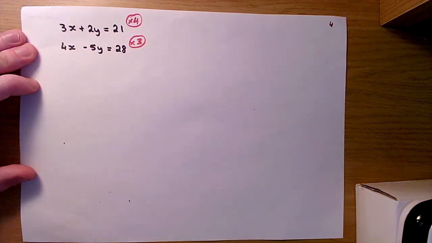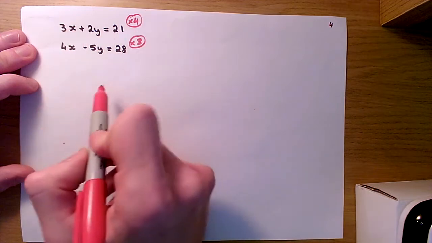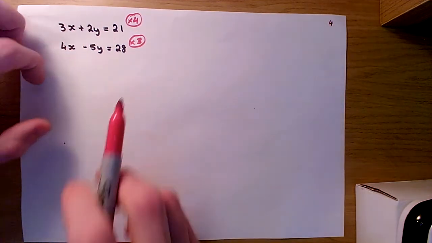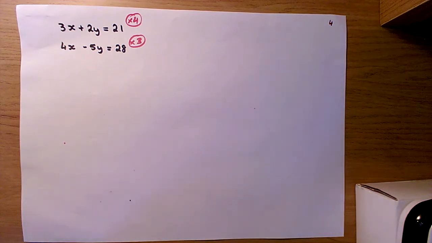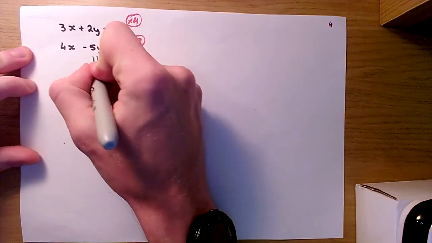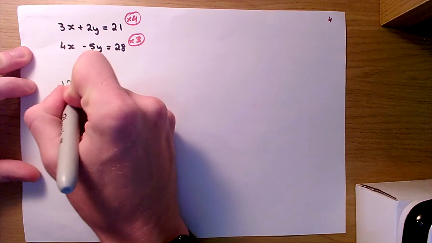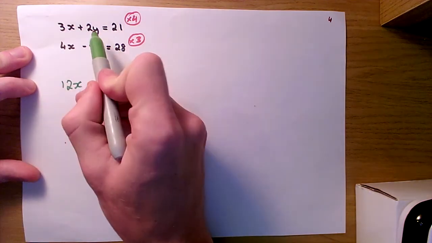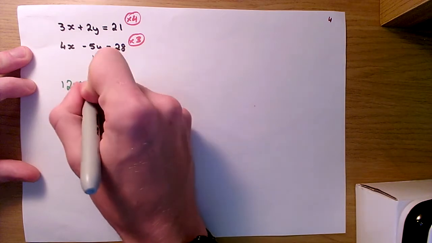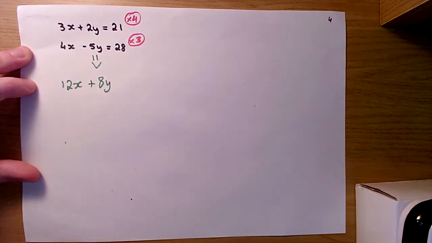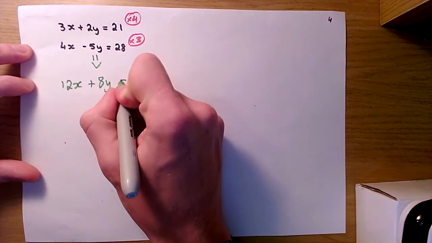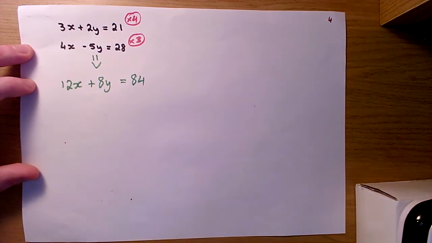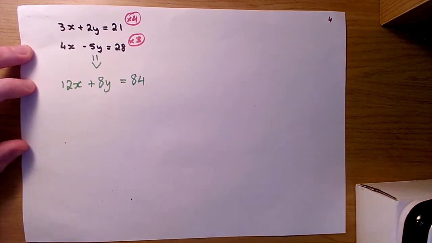Alright, now I can't just go ahead and multiply just my 3x by 4 or just my 4x by 3. I need to make sure that I'm doing everything fairly and I'm applying the rules equally to every element of this. And when I do that, what I'll see is I need to multiply, of course, my 3x by 4, which gives me my 12x. I'm going to multiply also my 2y by 4, which gives me 8y. And I'm going to multiply my 21 by 4, which will give me 84.